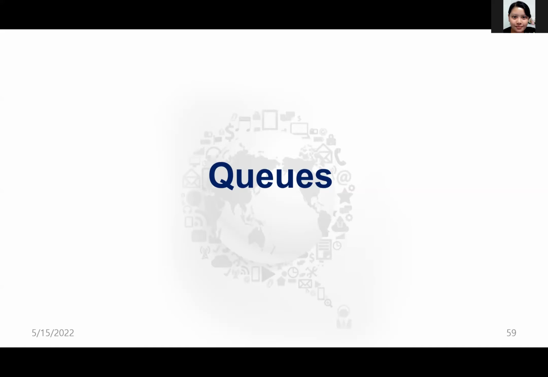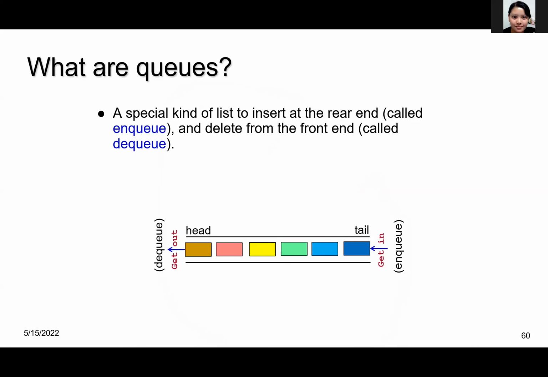Okay, so queue is another specialized list, where the insert and remove of the item can be done at a certain position, either beginning or the end. So that's why it's special. Usually, if you go to the internet and search for queue, the insert operation is called enqueue, and the remove item or the delete operation is called dequeue.